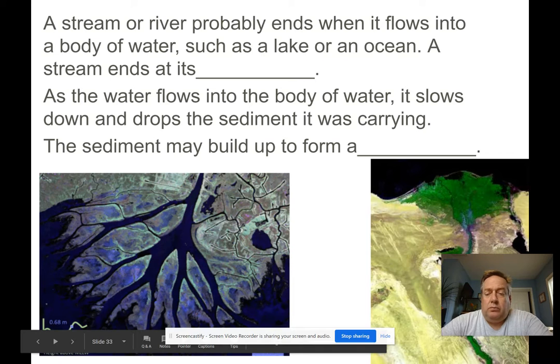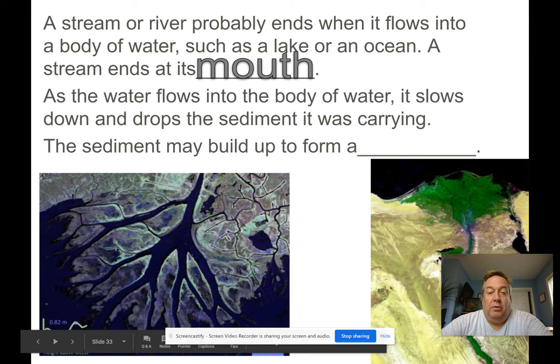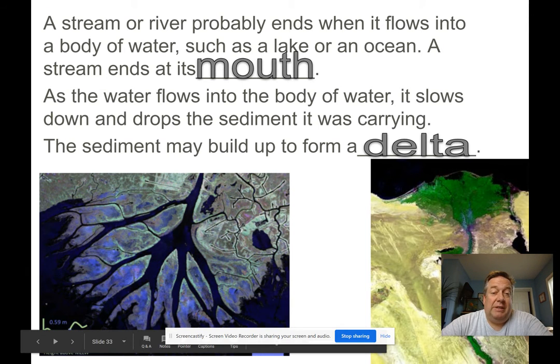Okay. Where do our streams and rivers end? If you look at the picture at the left, you're going to see that. Hopefully some of you are already picking up on what that is. That is in fact the mouth. And what do we call that? We call it a delta. The most famous one and the one they talk about the most on the Regents is going to be the Mississippi River Delta.